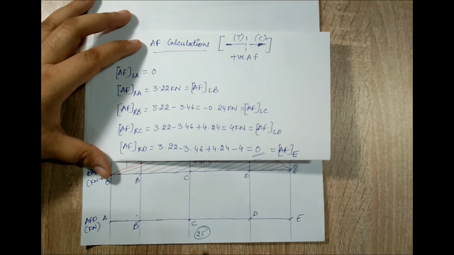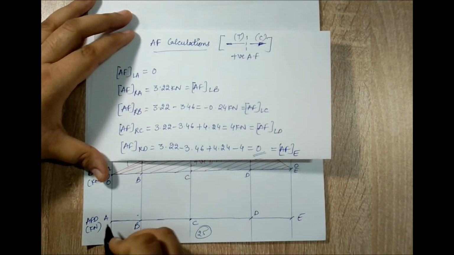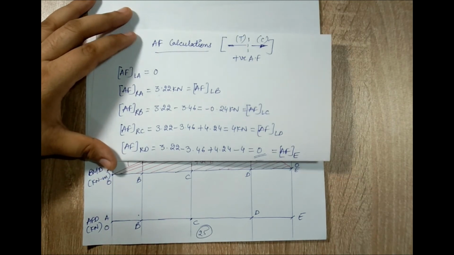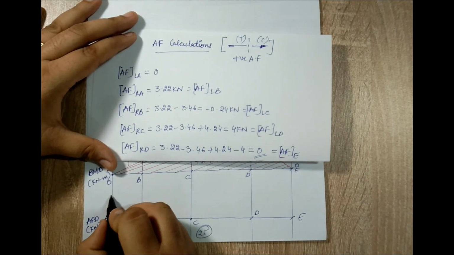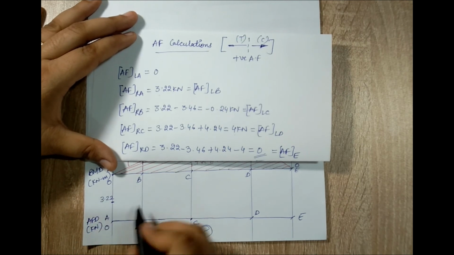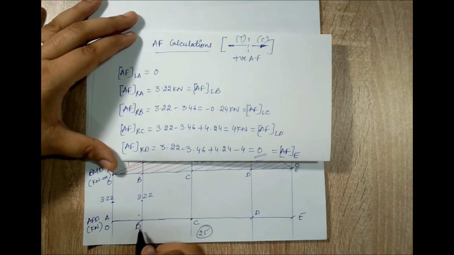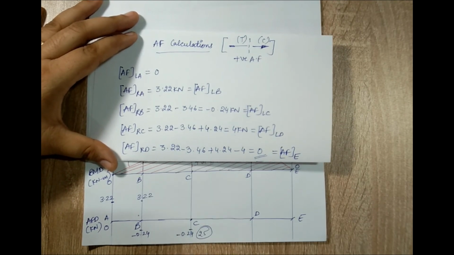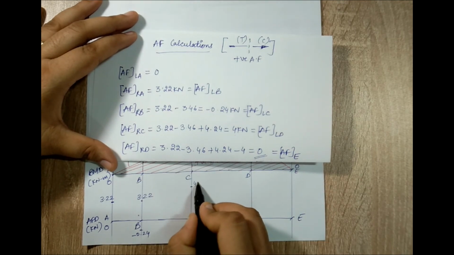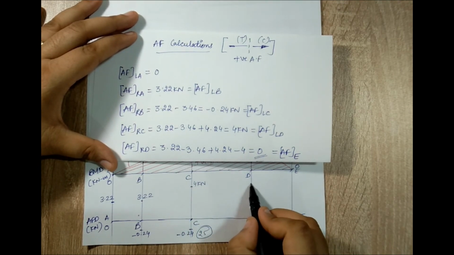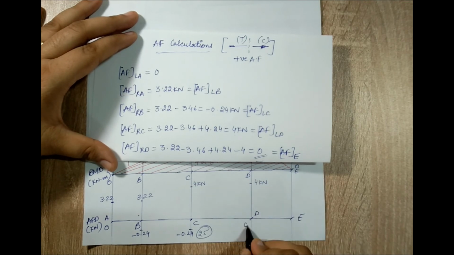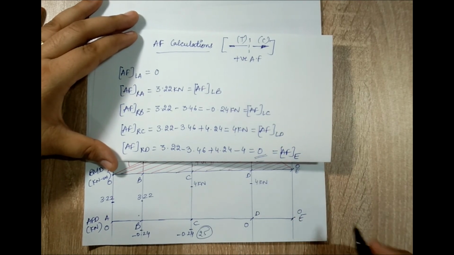Again, this line is for the axial force for the particular points. At A, the value is 0 for the left of A. Right of A, the value is 3.22. It is equal to the value for left of B, so 3.22. Right of B, the value is minus 0.24. This is equal to the value at left of C, minus 0.24. At right of C, the value is 4 kilonewton, which is equal to the value of left of D. Right of D, the value is 0, and at E, the value is 0.